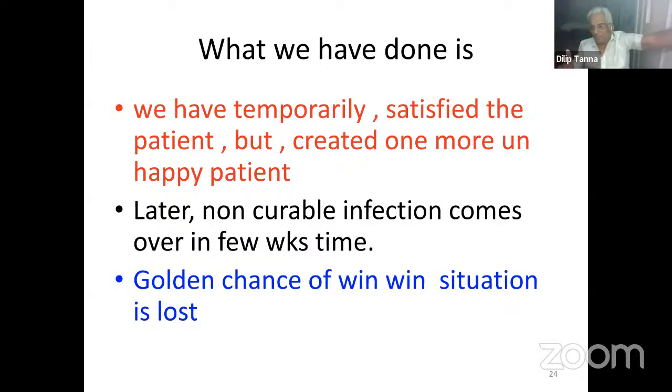For completion's sake, CBC, ESR, quantitative CRP. See the wound. You won't see redness, you won't see swelling, you won't see anything. If there is bleeding, clean it out. That's all you can do in the wound. Fifth day, your reports come. You repeat CRP for whatever it is worth. CRP is a very small indicator of action. The only indication of action is pain, which is increasing.